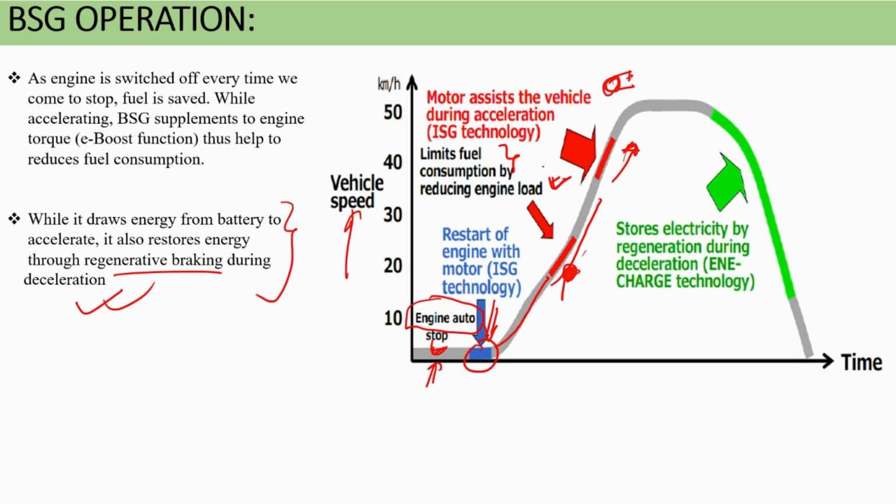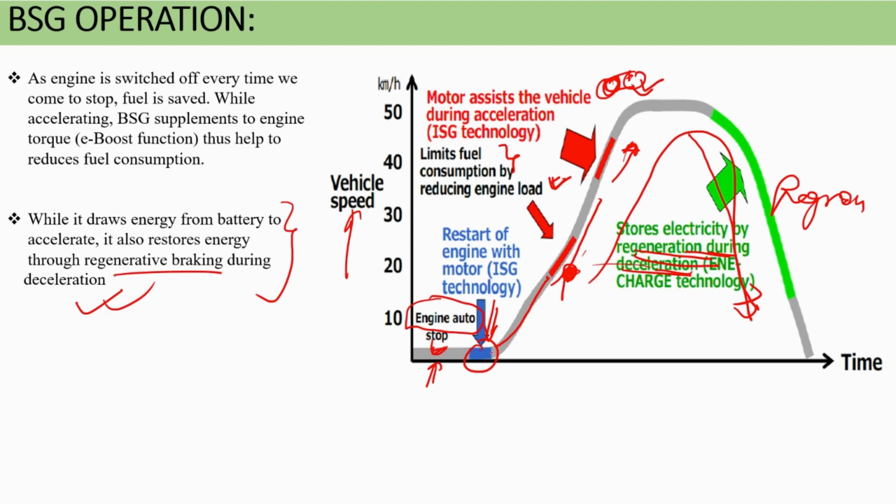So if you have the extra power, then the load on the engine will be reduced. And when the vehicle is decelerating, the energy is recovered through regeneration during the deceleration, which is called regenerative braking. So this is how the whole function of BSG works.